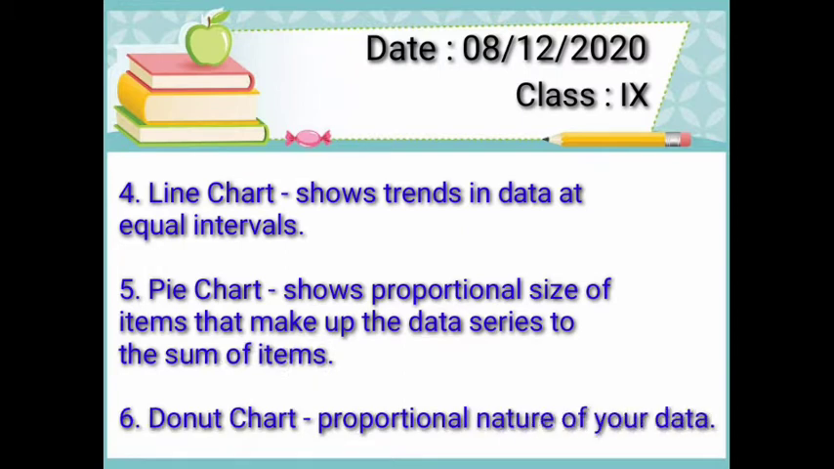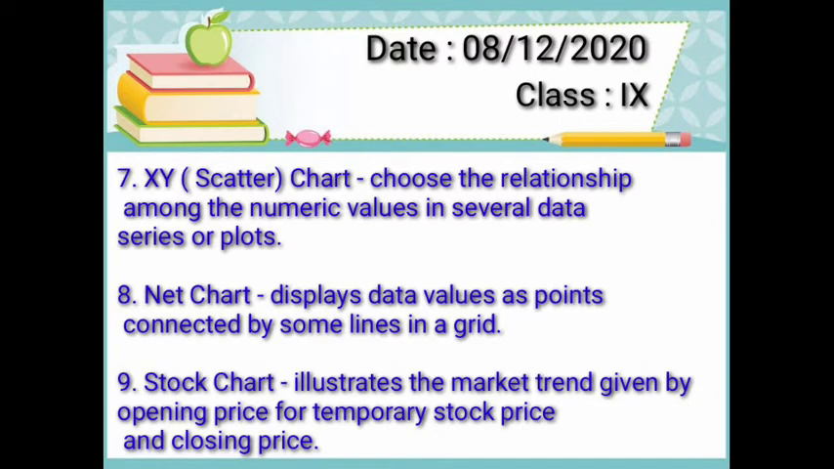Next is the pie chart, which shows the proportional size of items that make up a data series to the sum of items. Then there is a donut chart, which shows the proportional nature of your data, but if you want to include more than one data series, a donut chart is the best option. Seventh is the XY scatter chart, which either shows the relationship among numeric values in several data series or plots the two groups of numbers as one series of XY coordinates.